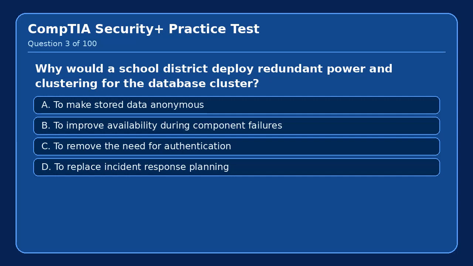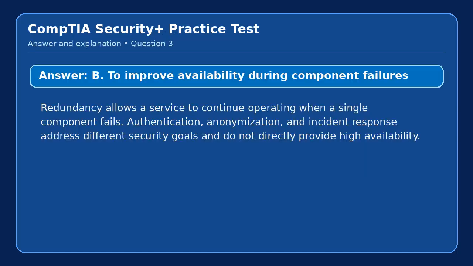Take a moment to choose your answer. The answer is B. To improve availability during component failures. Redundancy allows a service to continue operating when a single component fails. Authentication, anonymization, and incident response address different security goals and do not directly provide high availability.